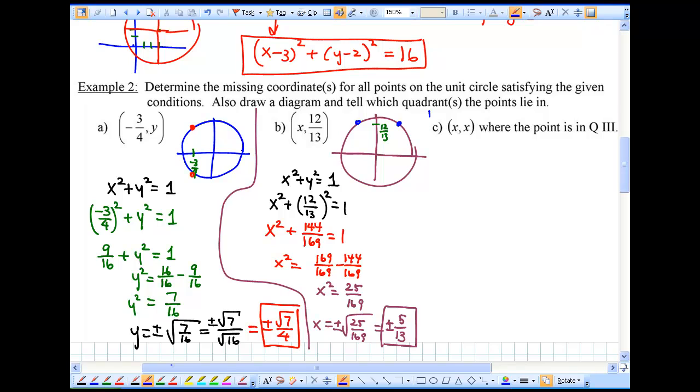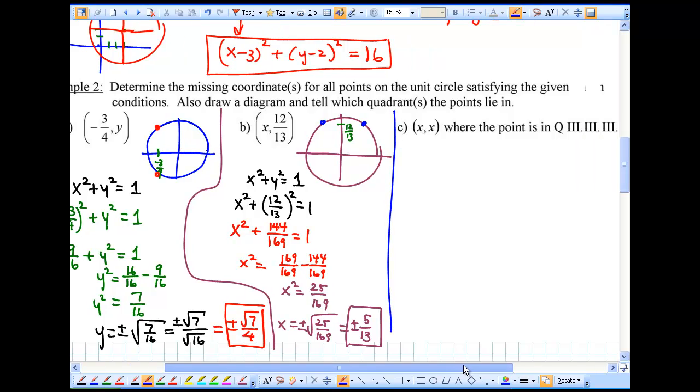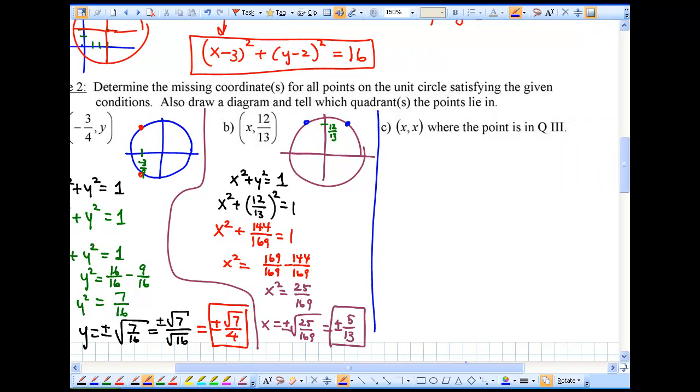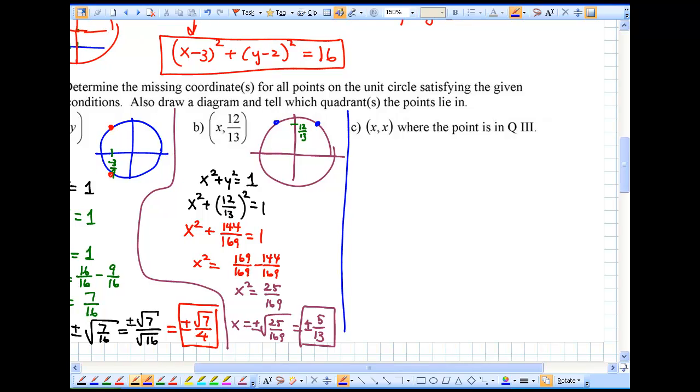C is the same. It's a little bit more scary, so I'll do that with you together. It's x comma x. So what does that mean? Well, if I draw the unit circle, where is x comma x? Oh, by the way, it tells you in quadrant 3. So, x comma x means the x value and the y value are exactly the same. So they must appear on this 45-degree line. But this is in quadrant 3, so I think the point I'm looking for is right here.